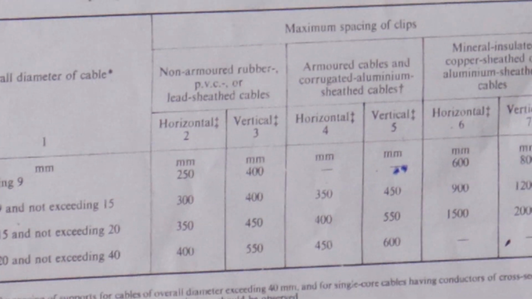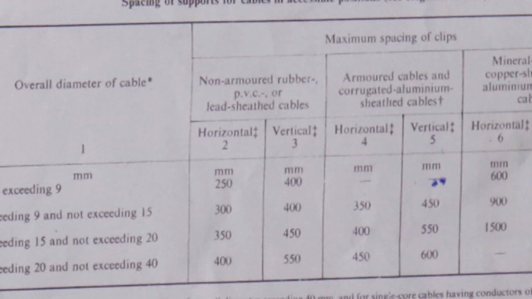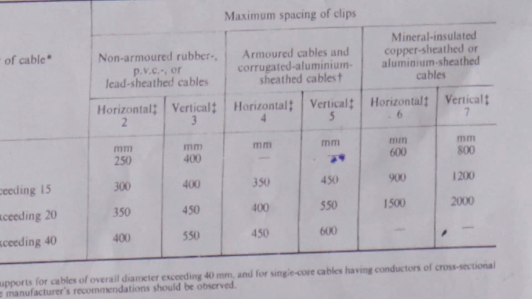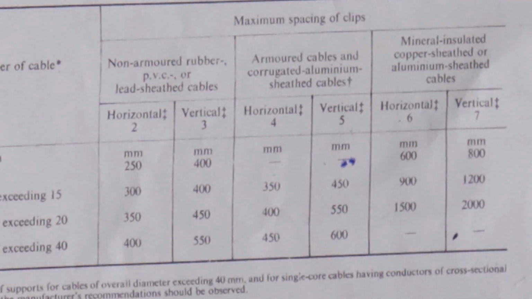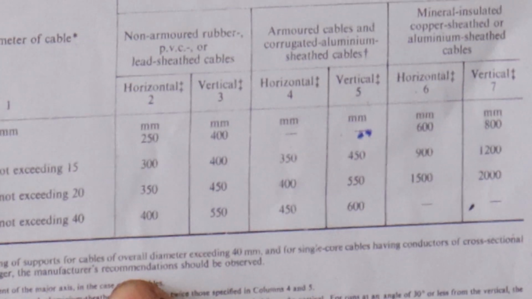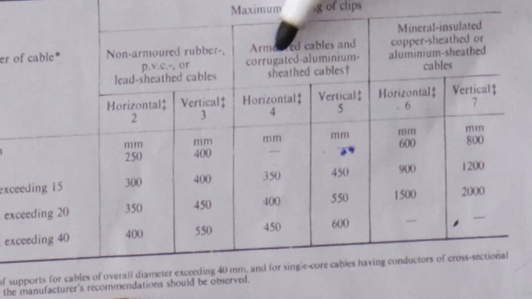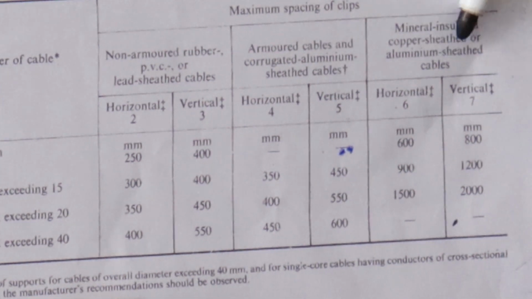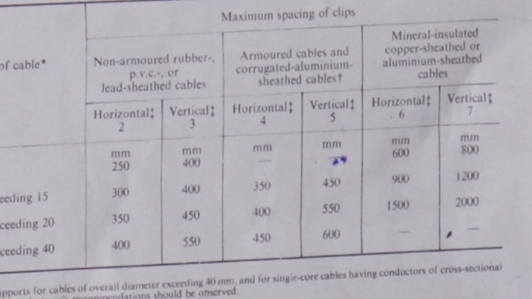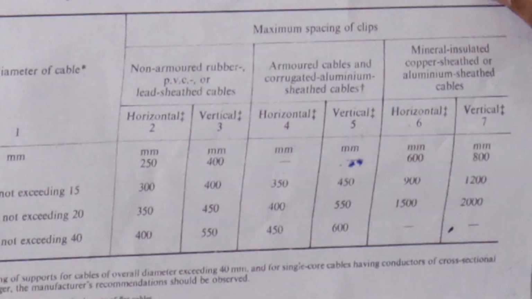And then in case it's running vertically, that will be the spacing of your supports. Of course, you can see that the vertical supports can be spaced a bit more than in the horizontal positions. Here the gravity is more pronounced than in this other case here. And then the other column is for armored cables and corrugated aluminum sheath cables, mineral insulated cables and sheath cables. So they give you the supports you need. That is something you need to bear in mind when you are doing your installation.